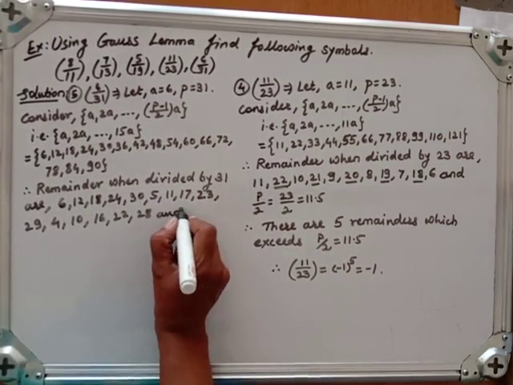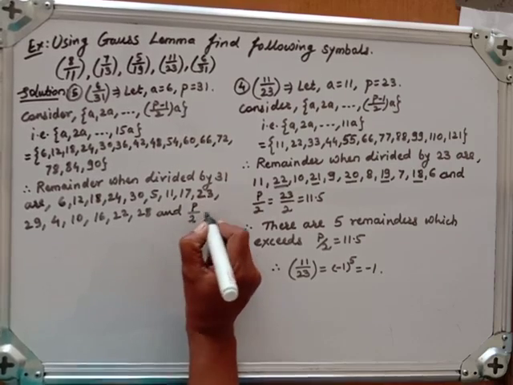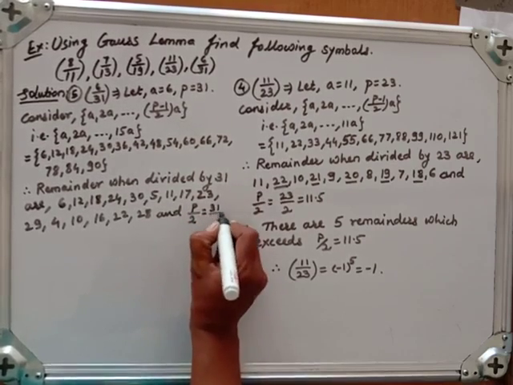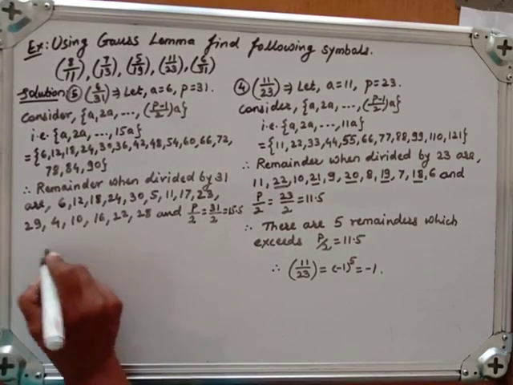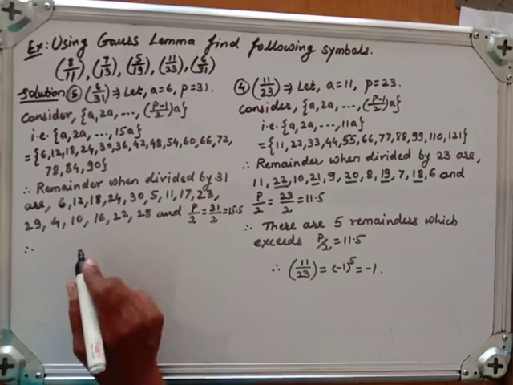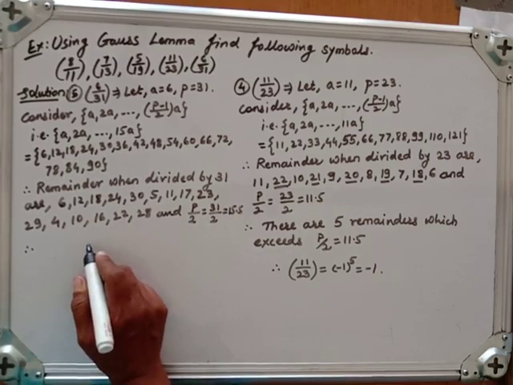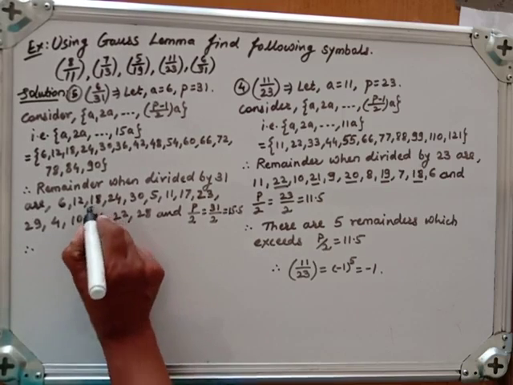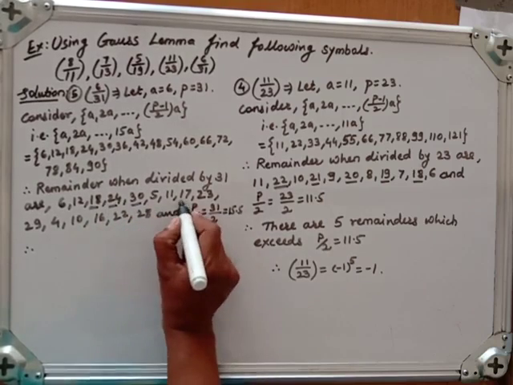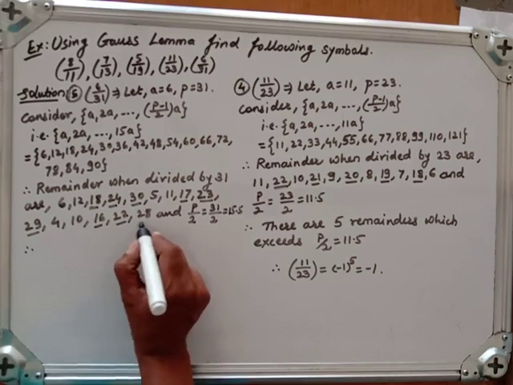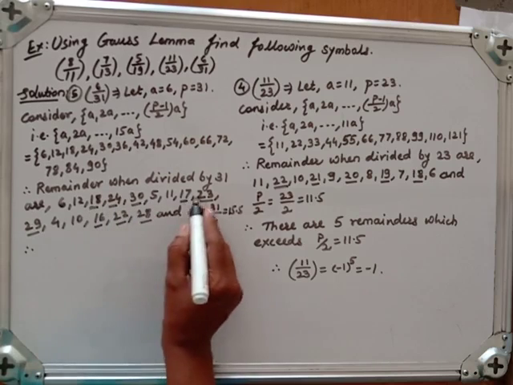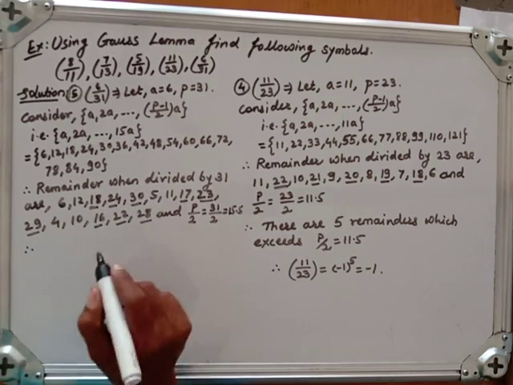And p by 2. What is p by 2? It is 31 by 2, that is 15.5. Therefore, now look at the numbers which are more than 15.5. So, these are 18, 24, 17, 23, 29, 16, 22 and 28. So, 1, 2, 3, 4, 5, 6, 7, 8 and 9.